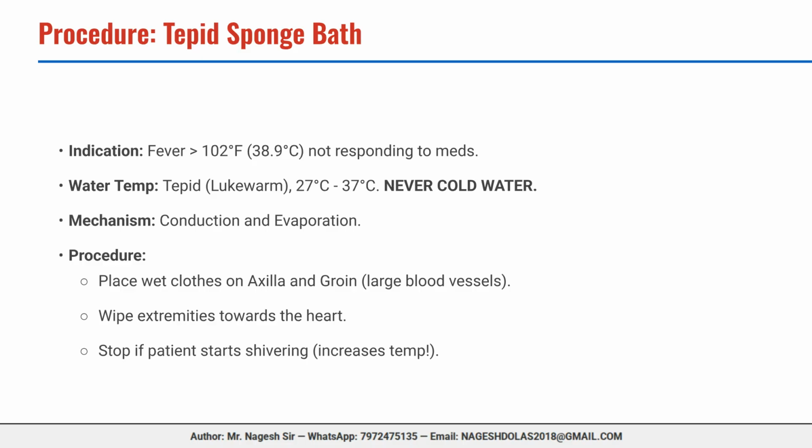A tepid sponge bath is indicated for fever above 38.9 degrees Celsius not responding to medication. Use lukewarm water and apply wet clothes to the axilla and groin. Stop immediately if the patient starts shivering, as this increases temperature.